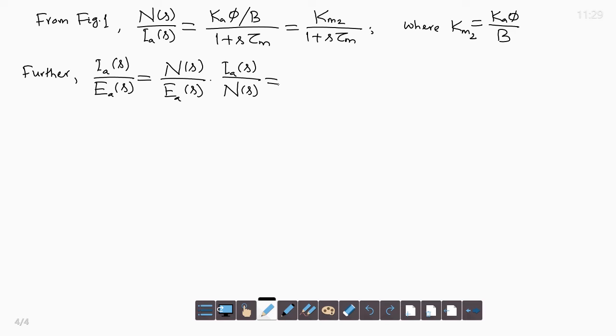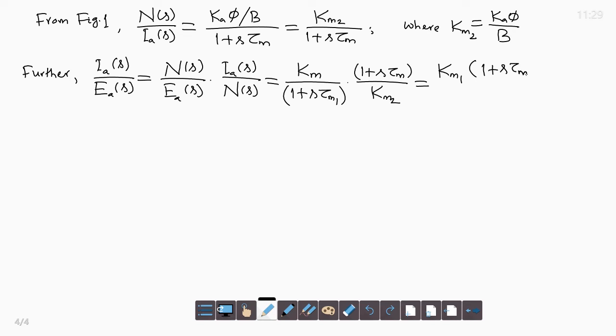So N(s) by Ea(s) is simplified in the previous slide as Km divided by 1 plus sτm1, and here we have Ia(s) by N(s). That is 1 plus sτm by Km2, from the above equation. So we can write this as equal to Km1 into 1 plus sτm divided by 1 plus sτm1, where Km1 is Km divided by Km2.